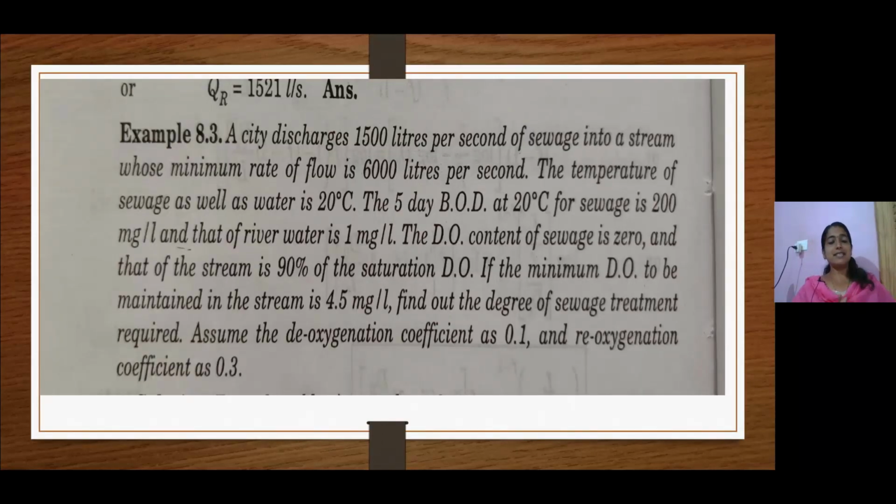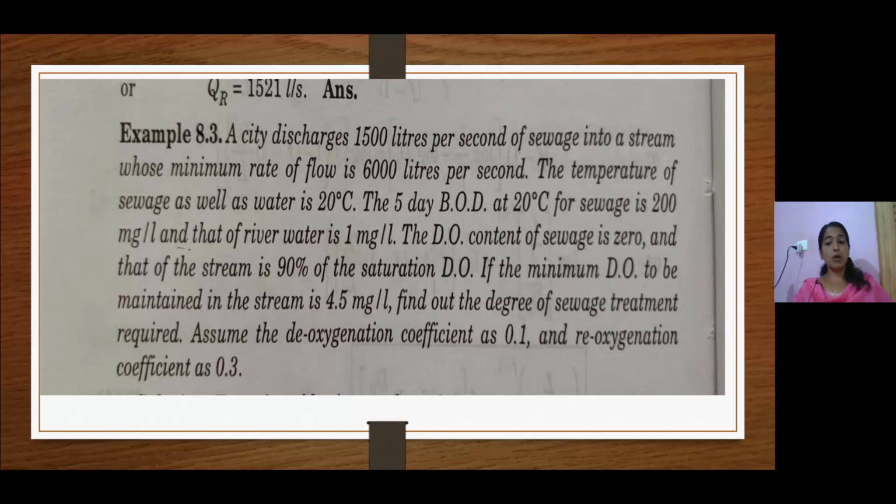The first problem is: a city discharges 1500 liters per second of sewage into a stream whose minimum rate of flow is 6000 liters per second. The temperature of sewage as well as water is 20 degrees centigrade. The 5-day BOD at 20 degrees centigrade for sewage is 200 milligram per liter and that of river water is 1 milligram per liter. The dissolved oxygen content of sewage is 0 and that of the stream is 90% of the saturation DO, that is dissolved oxygen.